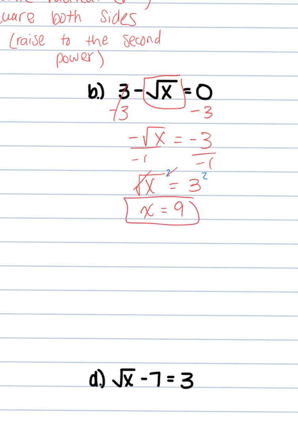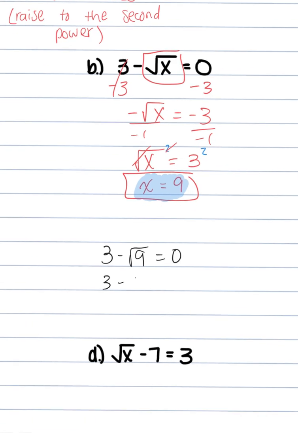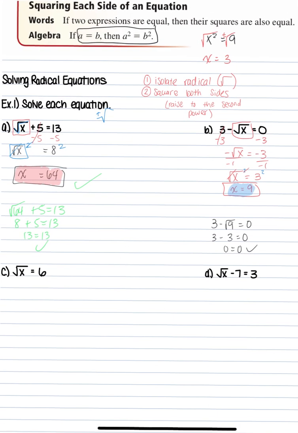Always, always, always, when you're using this method, check for extraneous solutions. So we are going to take this 9 and plug it back in to check for extraneous solutions. So we have 3 minus the square root of 9 equals 0. We plugged in 9 where we had x before. 3 minus 3 gives me 0. 0 equals 0. That is perfect, okay? So it is not extraneous.